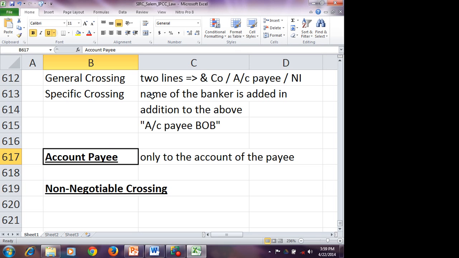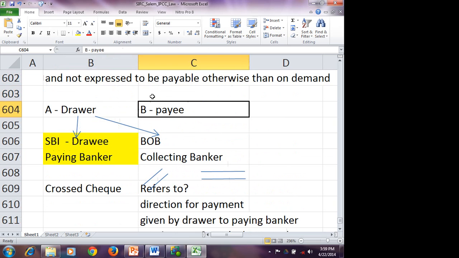What is non-negotiable crossing? The instrument can be negotiated, but in case it is negotiated, the transferee's title will be the same as the transferor's title. What is the rule under the Negotiable Instruments Act?